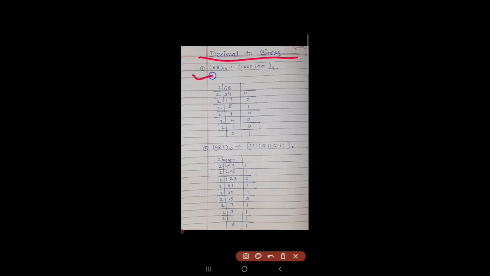The number is 68. As it is written here, base 10, so 68 is a decimal number, and you have to convert it to a binary number, as it is written here, base 2. So 10 is for decimal number and 2 is for binary number. The method is given here, which is already explained to you, and the answer will be from bottom to top, that is 1 0 0 0 1 0 0. Okay, children.